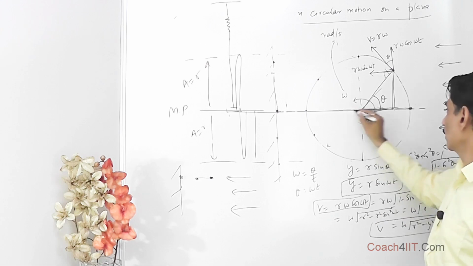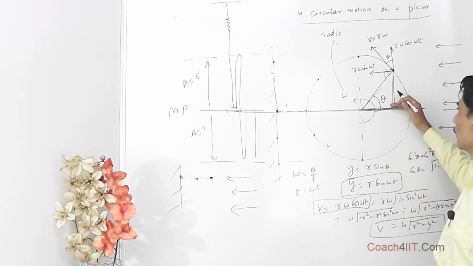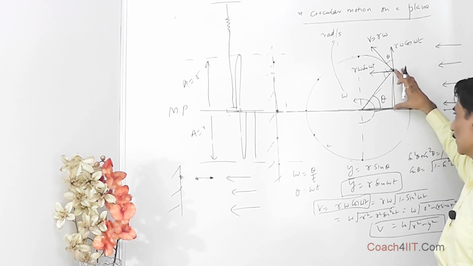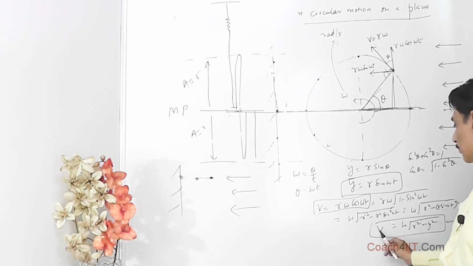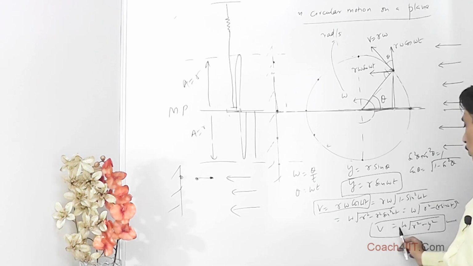But if someone asks what is the velocity when the body has moved so much distance from the mean position, that is, it has been displaced from the mean position, then you can use this expression, that is v is equal to omega times the square root of r square minus y square. The thing to be noted is that omega is constant, r is constant, r is obviously the amplitude also, omega is angular velocity or angular frequency, and y is the displacement from the mean position.